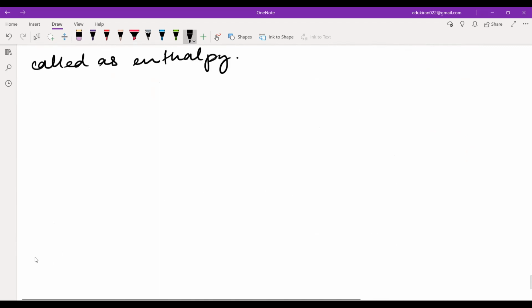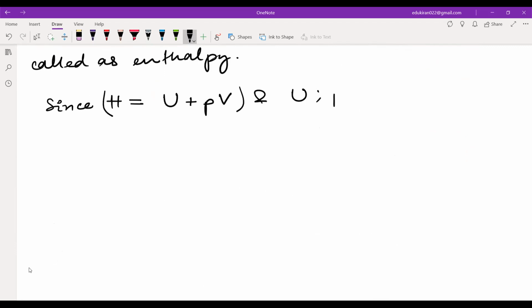You can also see that H is equal to the internal energy plus PV. Now all of these terms are state functions. H is equal to this, and U, pressure and volume are all state functions.